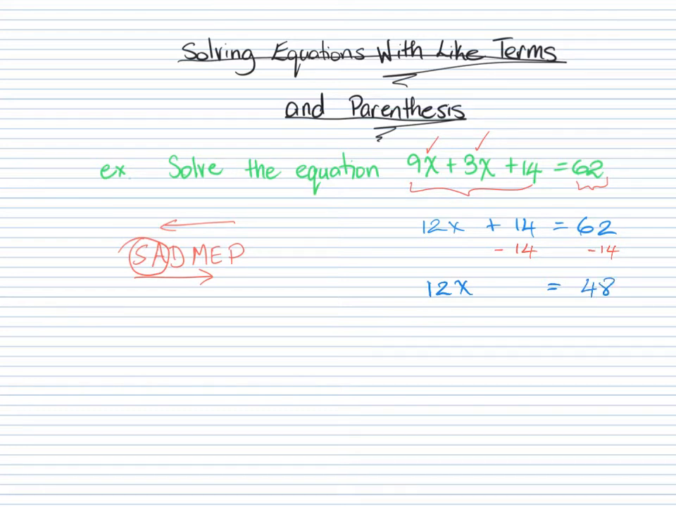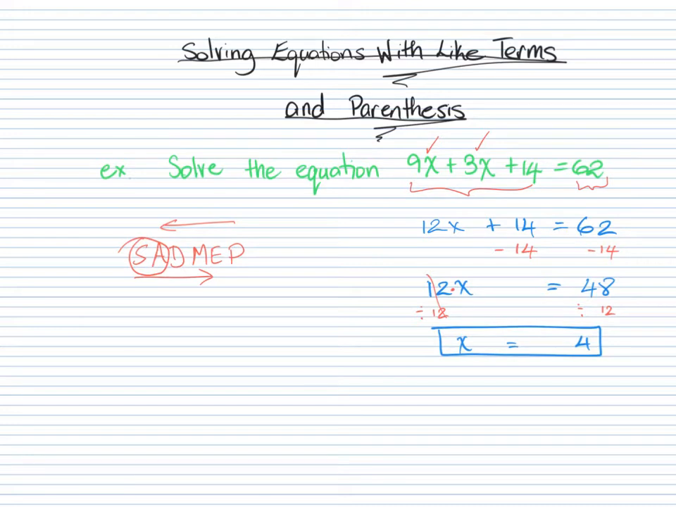Now we want the x alone, and again, since the operation here is multiplication, we have to divide that by 12 to get rid of it. And whatever we do to one side, we have to do to the other side. So we get that x is equal to 4 when we divide. And that's how you solve an equation that has like terms in it. Let's look at another one. Let's look at one with parentheses.